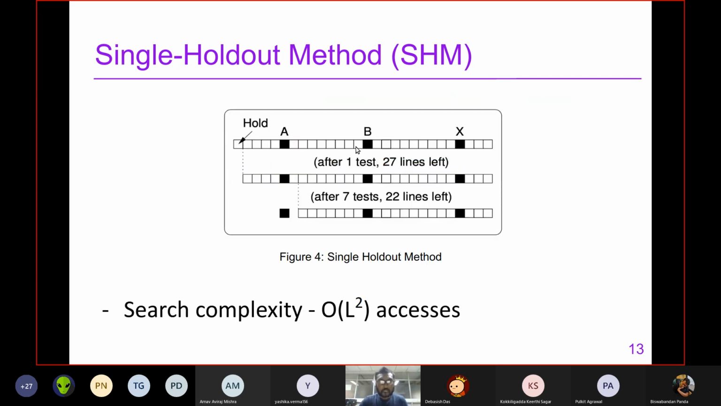So here is a brief run of the algorithm. Let's say we have these 28 lines, and we know, for example, that A, B, and X are the three conflicting lines that form the eviction set in a two-way cache. So first we hold out this line. We know that the conflict won't happen. Then we are left with this much. And after 7 tests, this is what the algorithm state will look like. Since we are only decreasing our list size by 1 in every iteration, the number of accesses will be of the order of L squared.